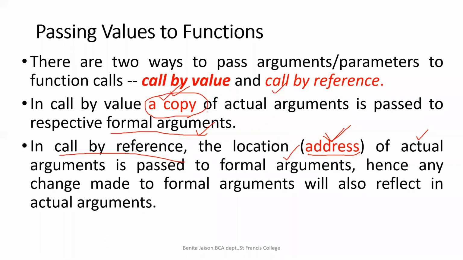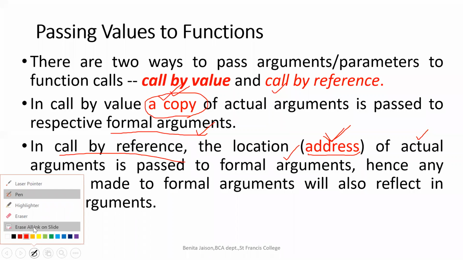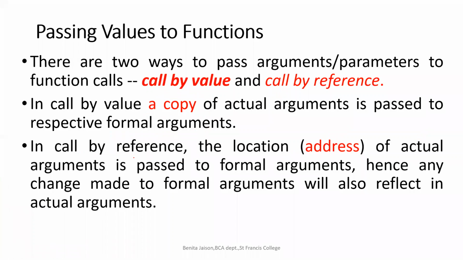If we are passing a copy, what will happen? The changes we make in the function will be reflected only in the copy. Listen here, all the changes we do in the function call will be made in the duplicate copy. The actual copy remains unaffected. But in call by reference, what will happen? We are passing the actual address. In the address, what will happen now? If we pass the address, the original is accessed by the function.